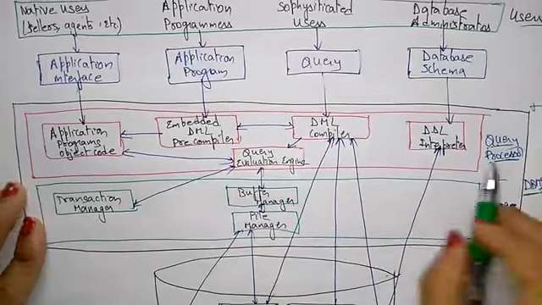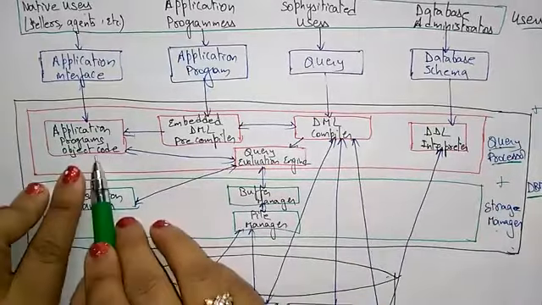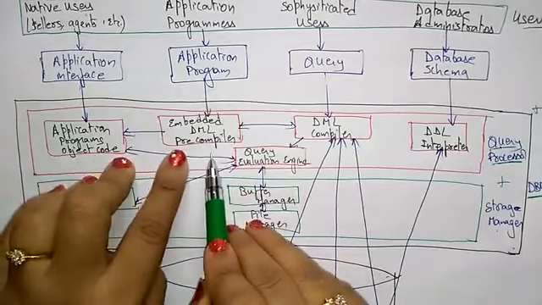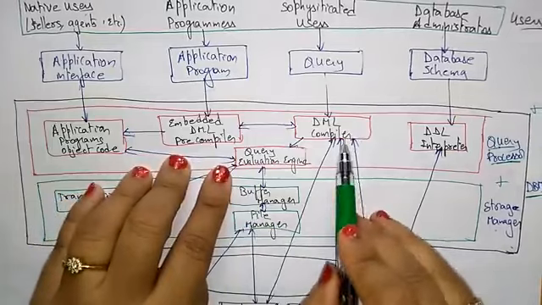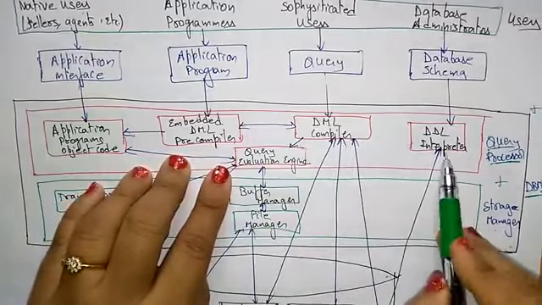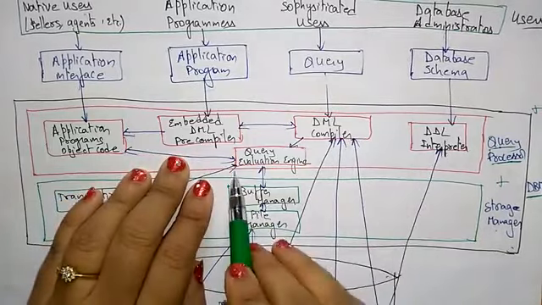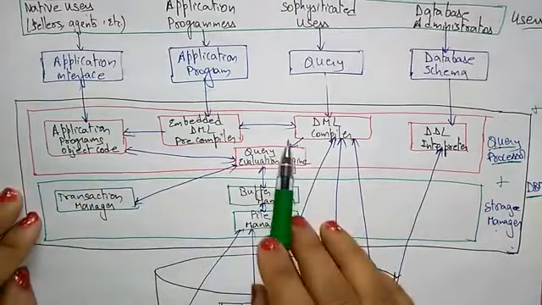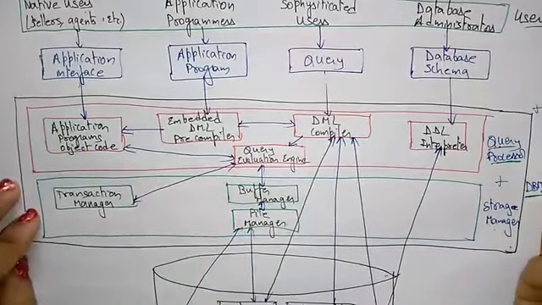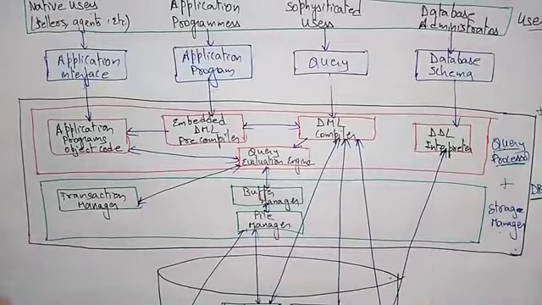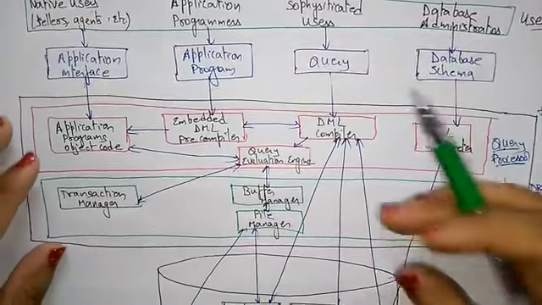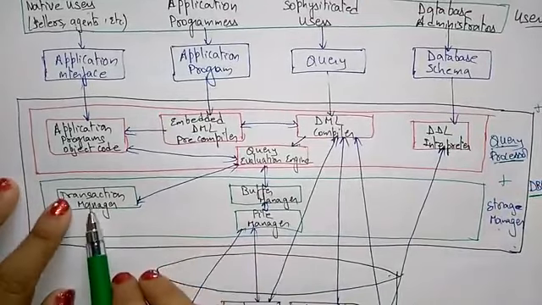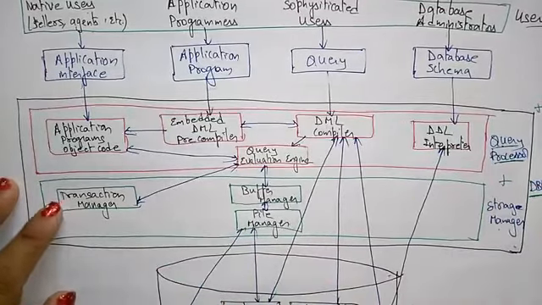Now the query processor has the application programs object code, the embedded data manipulation language precompiler, the data manipulation compiler, the data definition language interpreter, and a query evaluation engine. I'll explain all of this in the coming videos. So note that this is the query processor. And coming to the storage manager, it has the transaction manager, buffer manager, and the file manager.